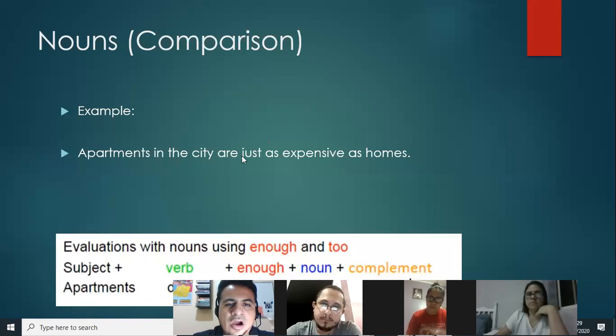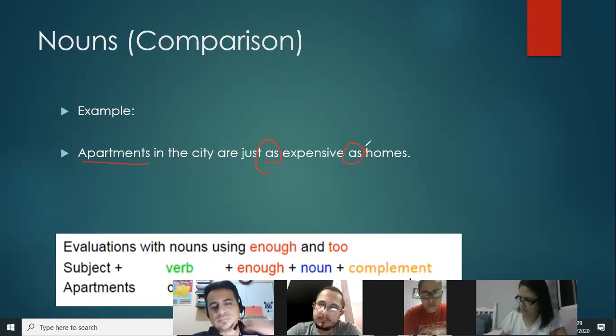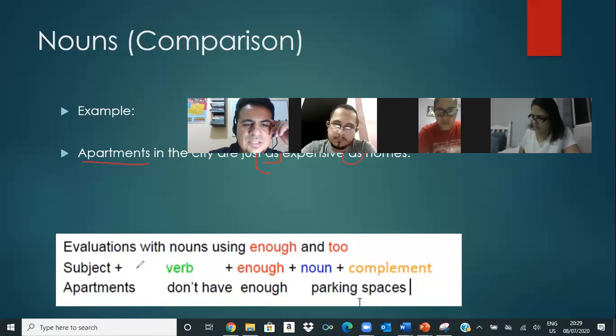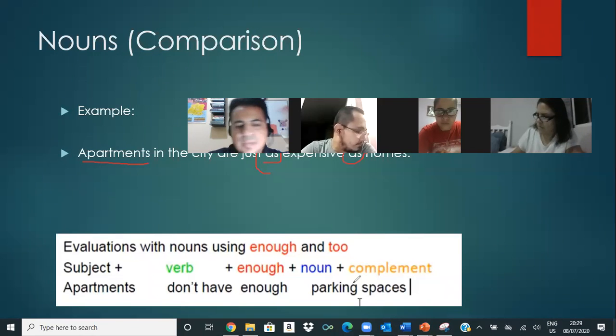Okay, and then finally, nouns with comparison. Apartments in the city are just as expensive as homes. I am comparing, right? That is my opinion. Estoy diciendo que los apartamentos en la ciudad son igualmente de caros. Apartments in the city are just as expensive as homes. Okay. That is just my opinion. Aquí el teacher tiene otro ejemplo. Aquí abajo. He says, subject plus verb plus enough plus noun. Apartments don't have enough parking space. Oh, le podemos cambiar el ejemplo, right?